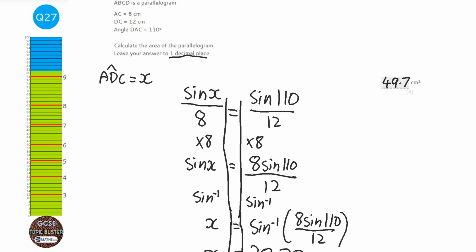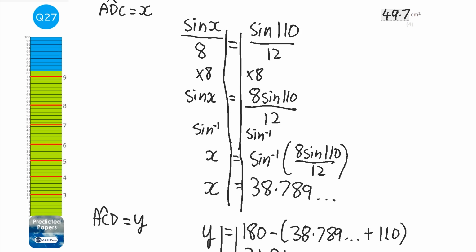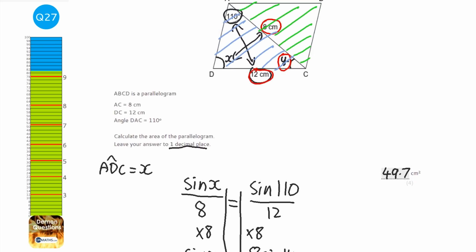Now, if you didn't keep the numbers in your calculator and you rounded them, make sure you round them to 4 or 5 decimal places. So I would probably round it at least to 3 decimal places, but you normally want to go a little bit further. You might find that if you rounded it, you might get a slightly different answer to mine.